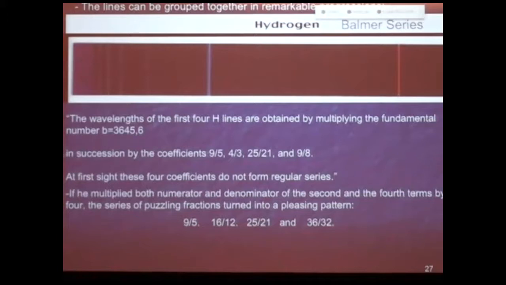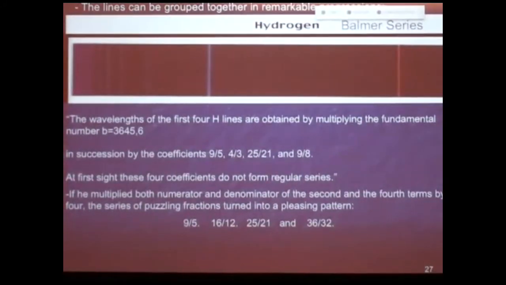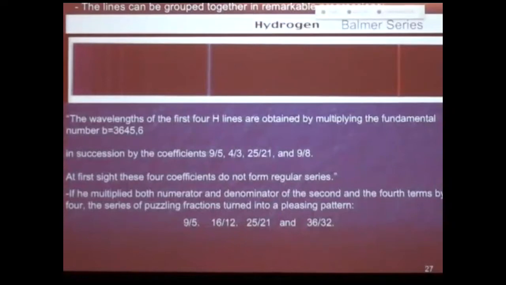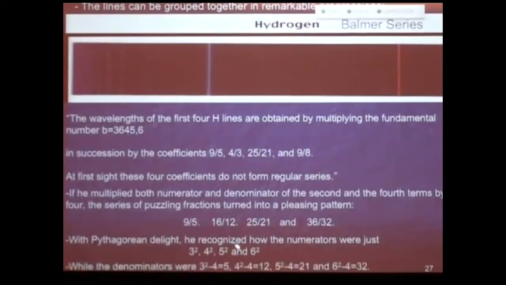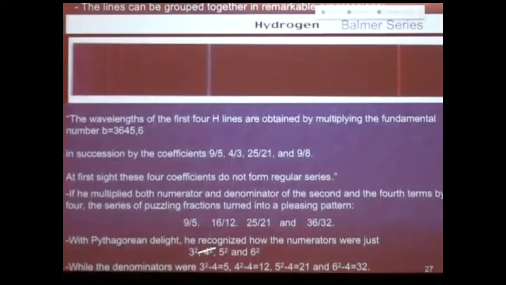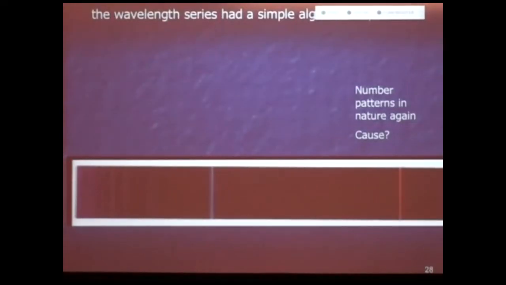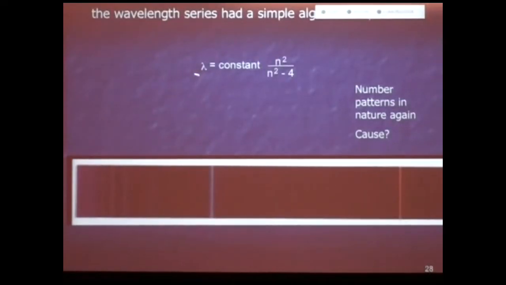Can you tell what that is? n squared minus 4. Very good. So 9 minus 4, 16 minus 4, 25 minus 4, 36 minus 4. So the pattern is n squared divided by n squared minus 4, and that is exactly over here, repeated. And now he had a formula. The general formula is that the wavelength is this nasty constant times n squared over n squared minus 4.